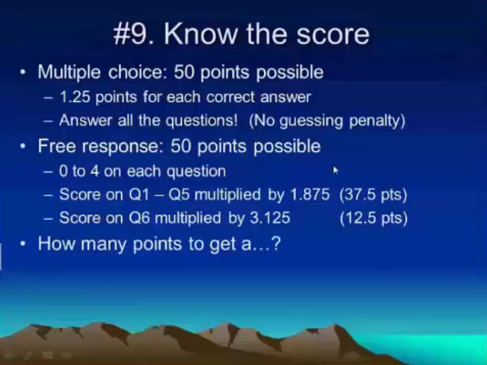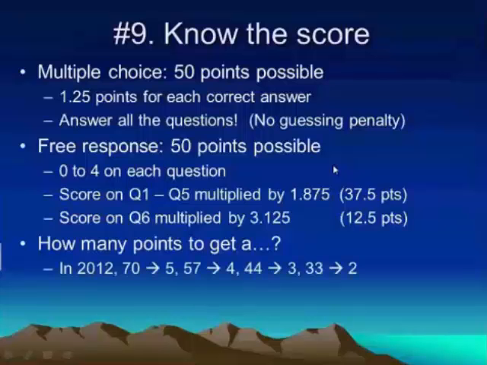Then, what students always ask me is, how well do I need to do to get a certain grade on the exam? How many points do I need to get a 5, or how many points do I need to get a 3? So we have an example for 2012. If you got 70 out of 100, that resulted in a 5. 57 out of 100 resulted in a 4. 44 out of 100 gave you a 3, and 33 out of 100 gave you a 2.